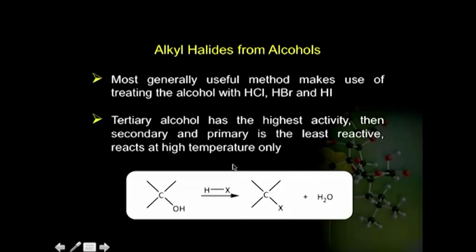Alkyl halides can be prepared from alcohols too, and in case of alcohols, most generally useful method is the one where alcohol is treated with the hydrohalic acid, that is HCl, HBr and HI. Here again, the way we saw in the case of alkanes, tertiary alcohols find the highest activity as compared to secondary and primary. The primary is the least reactive and reacts only at higher temperature. So, if we look at this general reaction, this is a tertiary alcohol. When it reacts with the hydrogen halide, it gives the tertiary substituted halogen, and of course, this is water molecule.